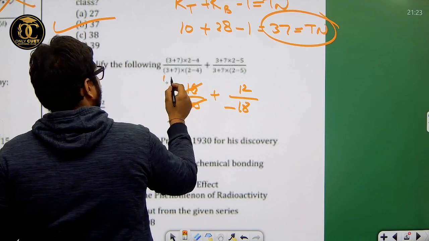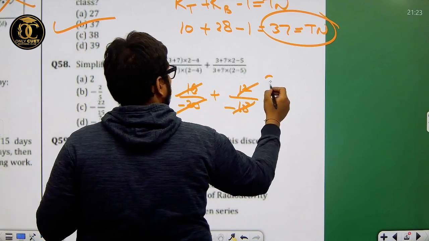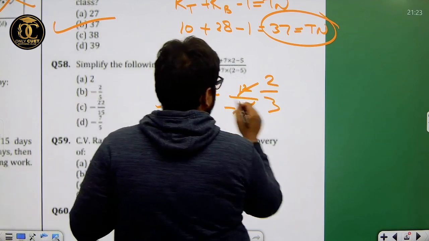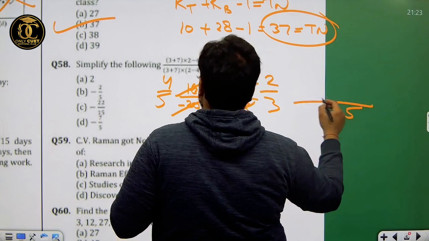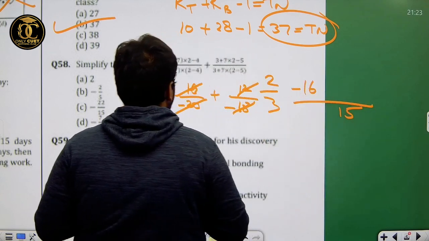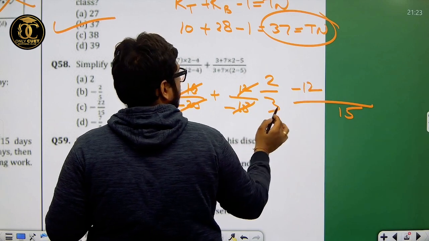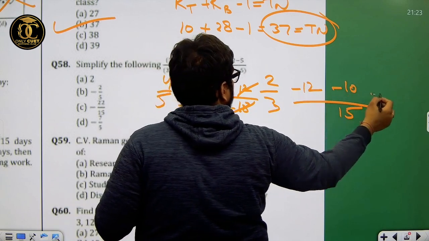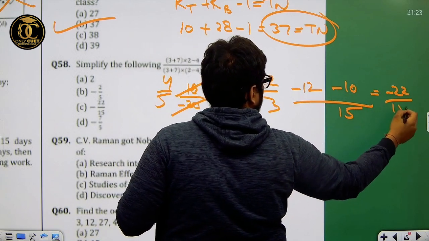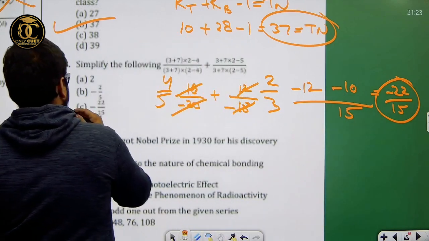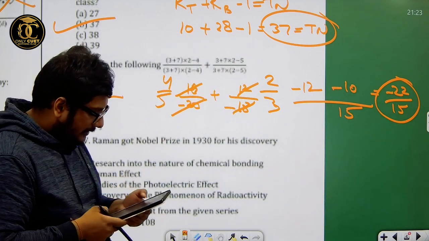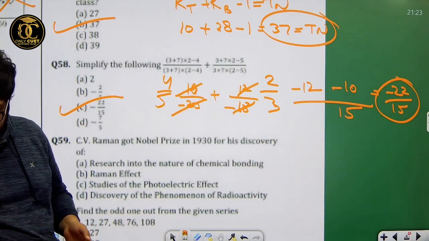Simplify this. 4, 5, 2, 3. 5 and 3 LCM is 15. Sorry. Multiplying by 3 is 12. And this is by 5, so minus 10. Minus 22 upon 15. Option C. Correct answer would be option C.